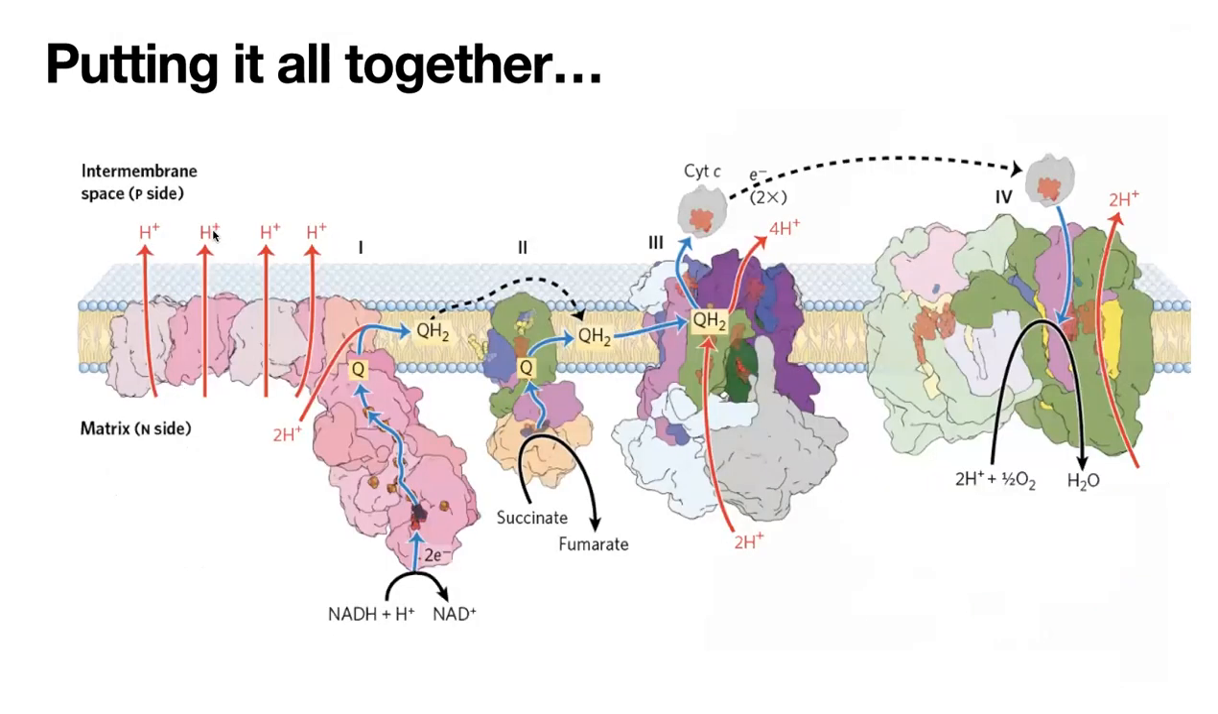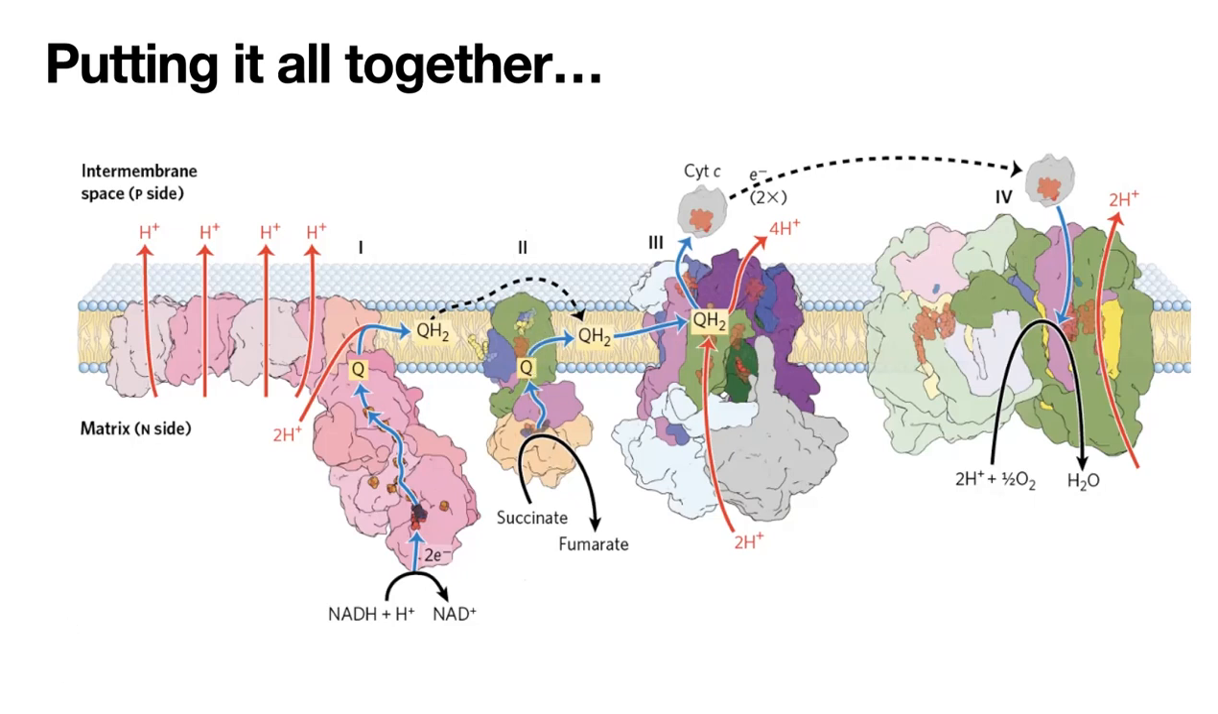Putting it all together, we can think of these 4 complexes. We have complex 1. We're going to take electrons from NADH and pass them off to Q. This is going to take our ubiquinone and give us ubiquinol in our Q pool. We can also give electrons to Q through succinate dehydrogenase or complex 2, which is the same succinate dehydrogenase that we had in our citric acid cycle. This is another way we can give electrons to Q.